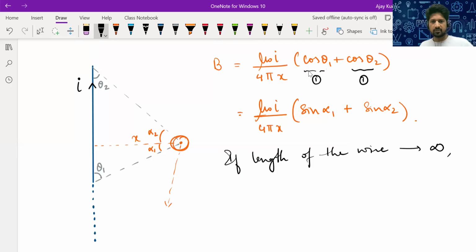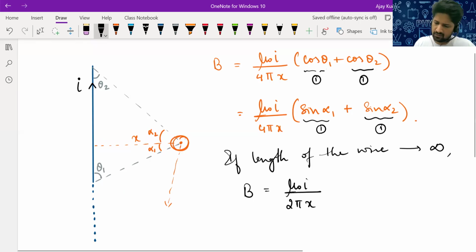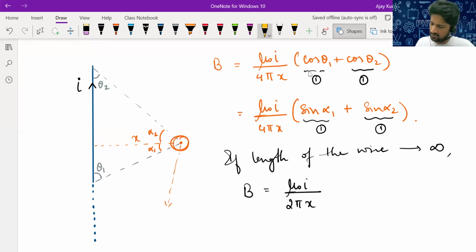You can also imagine in terms of alpha 1 and alpha 2. As the upper end of the wire goes to infinity, alpha 2 will tend to 90 degrees. As the lower end of the wire goes to infinity, alpha 1 will tend to 90 degrees. Then sin alpha 1 will become 1, sin alpha 2 also will become 1. Then you can say that the magnetic field produced by an infinitely long straight wire at a distance x from itself is mu naught I by 4 pi x multiplied with 2, which becomes mu naught I by 2 pi x. This result is also very frequently used in problems. Field due to an infinite straight wire.